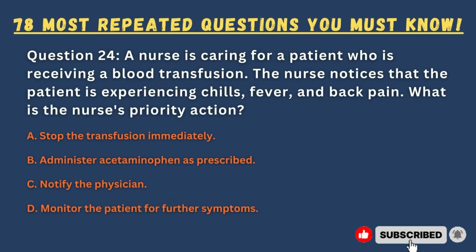DKA. Question 24. A nurse is caring for a patient who is receiving a blood transfusion. The nurse notices that the patient is experiencing chills, fever, and back pain. What is the nurse's priority action? A. Stop the transfusion immediately. B. Administer acetaminophen as prescribed. C. Notify the physician. D. Monitor the patient for further symptoms.